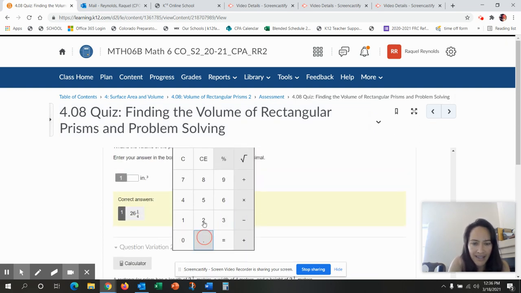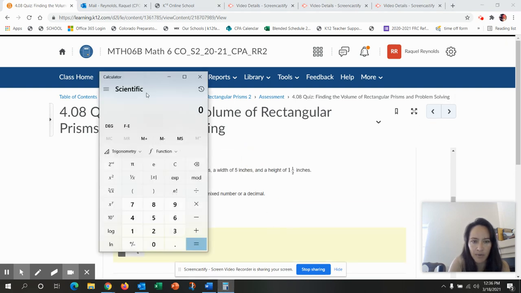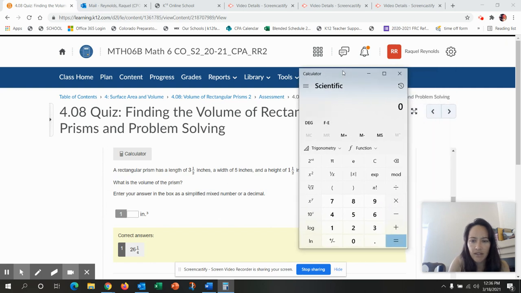All right, 3.5. If you have it on this, I'm going to use this so I can move it where I want to. 3.5 times 5 times 1.5 equals 26.25. So you should be allowed to enter that.